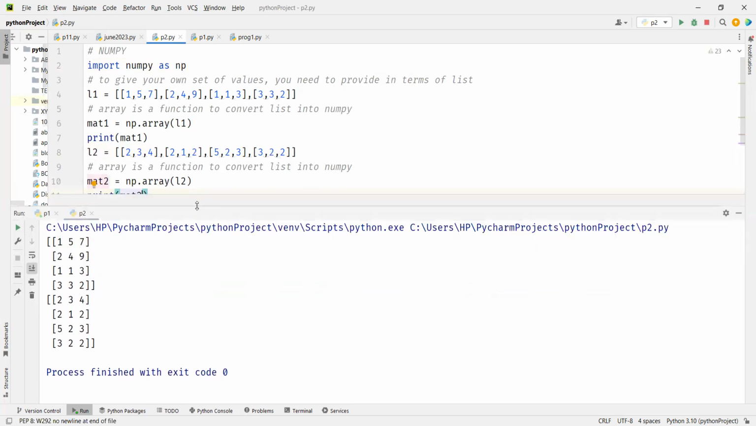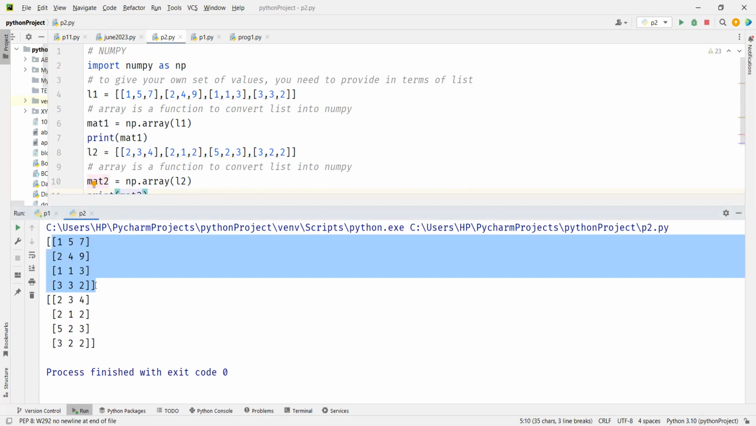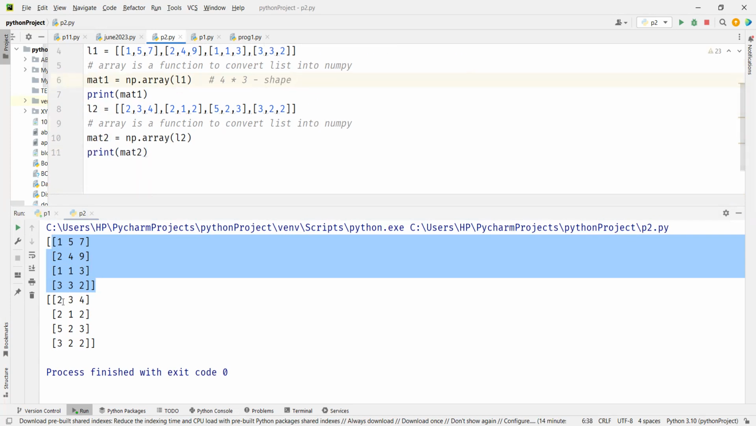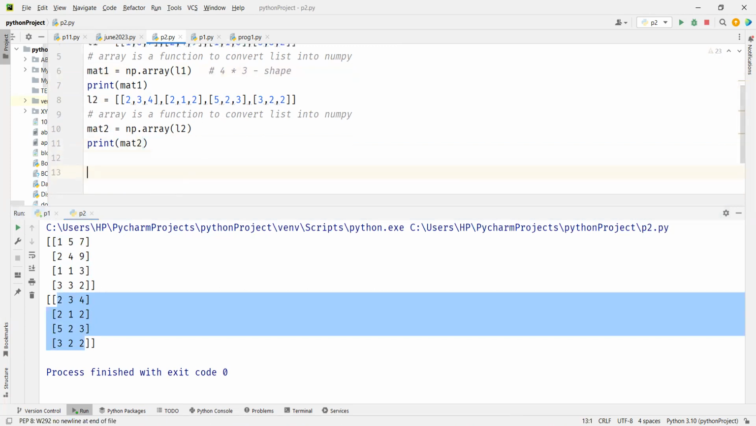So how many rows is this? What is the size of this? 4 into 3. Rows, 3. Correct. So we have 4 rows into 3. That's the size of the matrix, or we call it the shape. This is also 4 into 3. Now you can add.